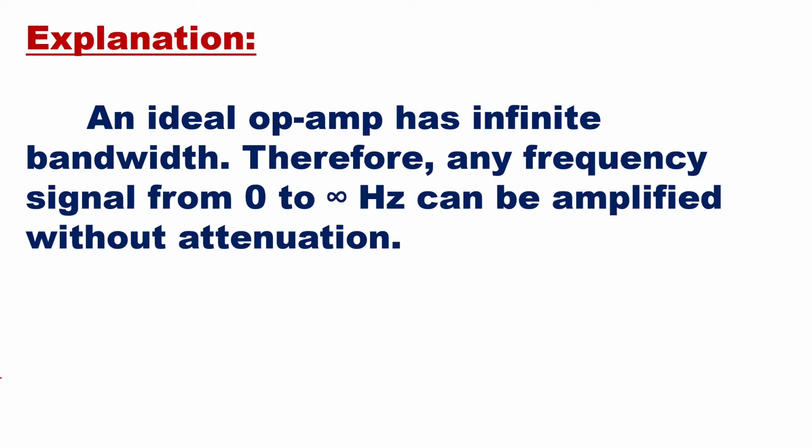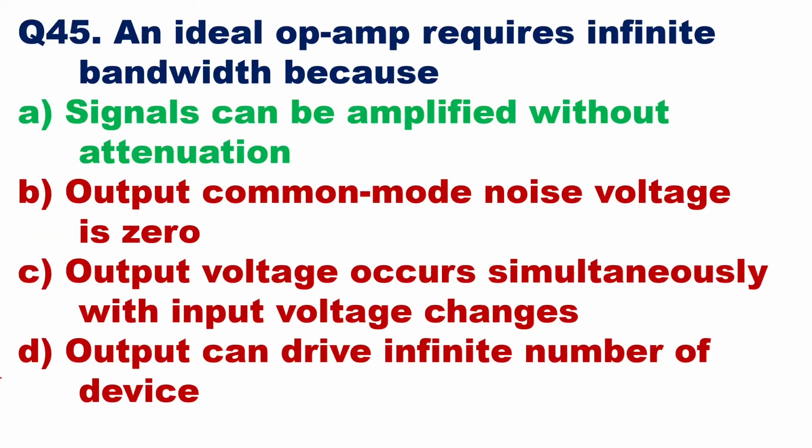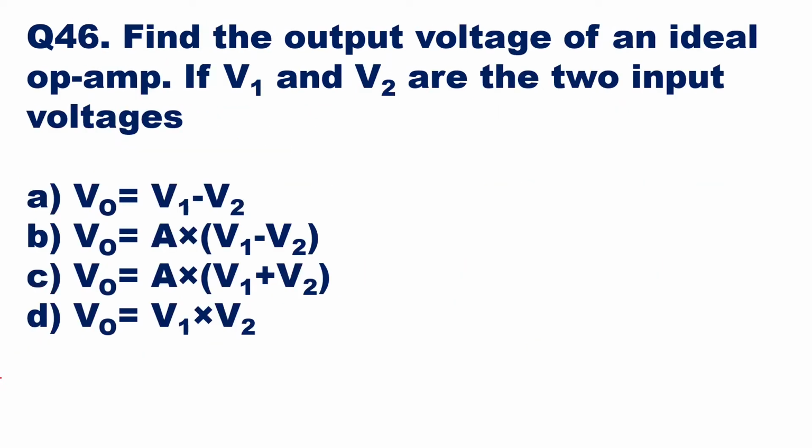So in the explanation you can see here, an ideal op-amp has infinite bandwidth. Therefore, any frequency signal from 0 to infinity hertz can be amplified without attenuation, without any loss. So here you can see option A is the answer. An ideal op-amp requires infinite bandwidth because signals can be amplified without attenuation. Then we'll go to the next question, question 46.